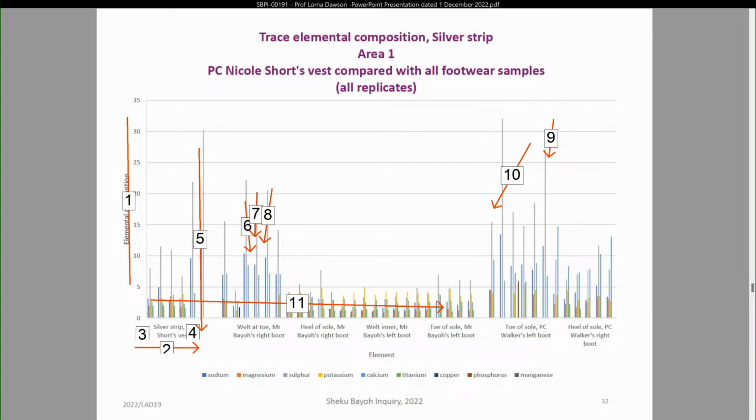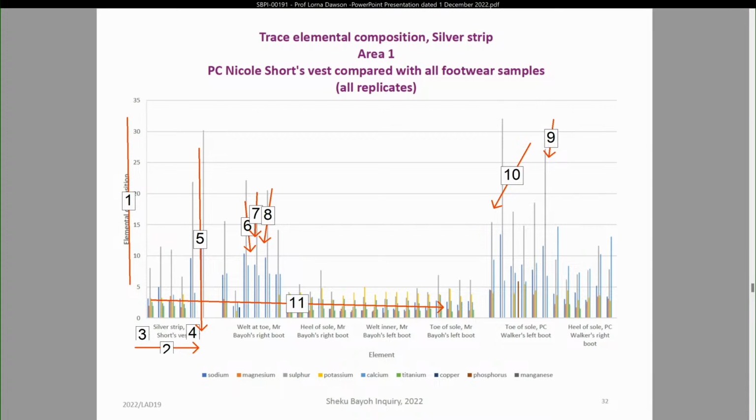Am I right to understand that your analysis involves both the assessment of the data produced as a result of this elemental compositional analysis and also the conclusions drawn during your visual examination of the soils, in particular using the SEM? Yes, that is correct. And so far as replicates 5 and 6 are concerned, looking at this data alone, you have drawn a comparison between those replicates and the toe of the sole of Constable Walker's left boot.